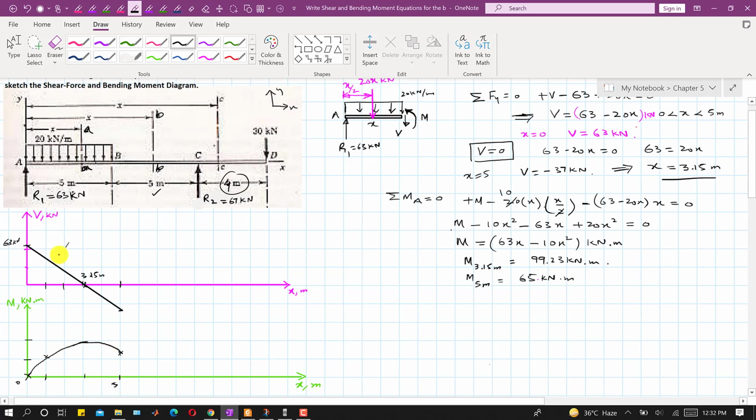And I will write the corresponding equations. So this line is represented by 63 minus 20x, and this curve is represented by 63x minus 10x square, and here we have 99.23 kilonewton meter moment, right?